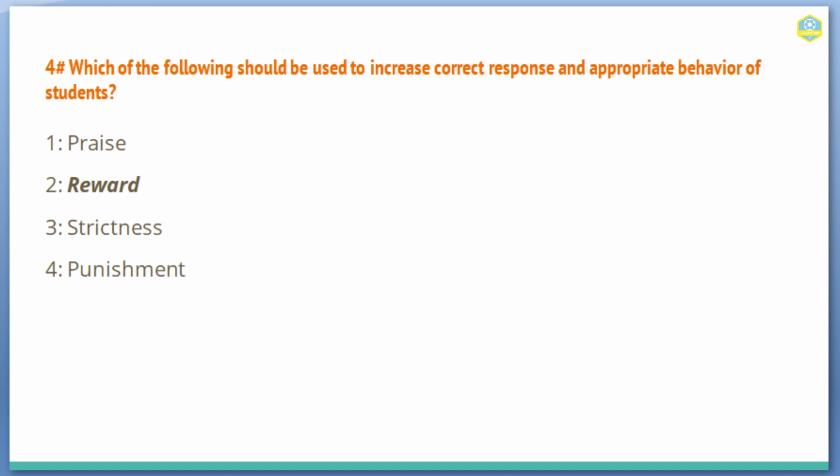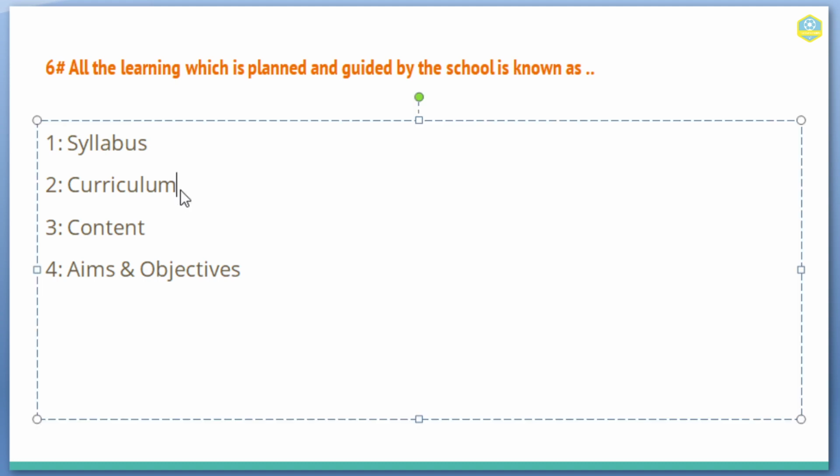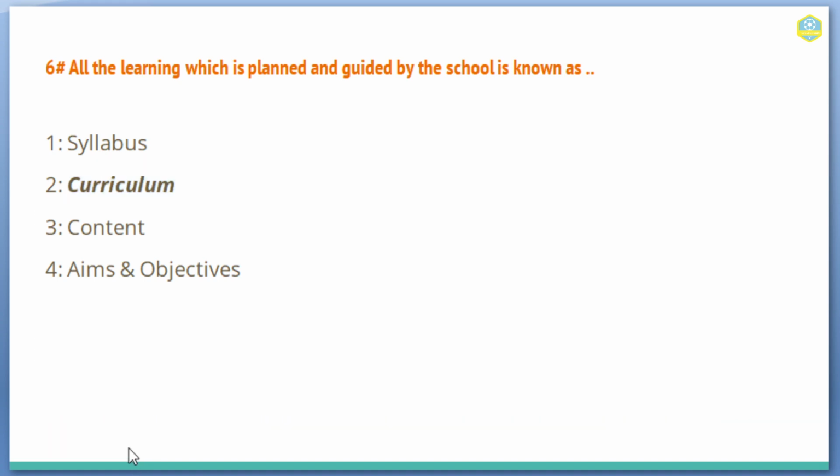Another question is: all the learning which is planned and guided by the school is known as what? Syllabus, curriculum, content, or aims and objectives. It's the curriculum, which is a combination of all. So you have to be careful while you are answering. These are very close and they have a very strong connection with this. So the school advises or guides the curriculum and content, and these are part of the curriculum.